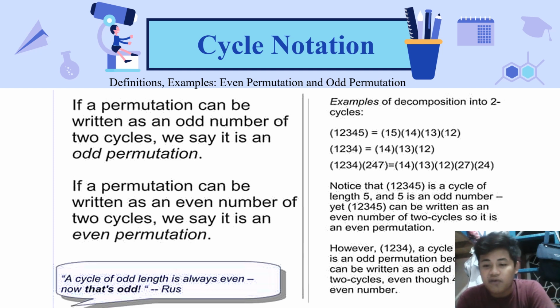Notice that (1 2 3 4 5) is a cycle of length 5, and 5 is an odd number. Yet (1 2 3 4 5) can be written as an even number of 2-cycles, so it is an even permutation. However, (1 2 3 4), a cycle of length 4, is an odd permutation because it can be written as an odd number of 2-cycles, even though 4 is an even number.